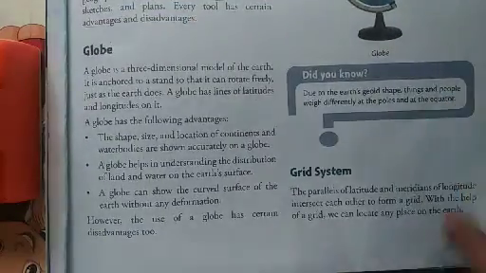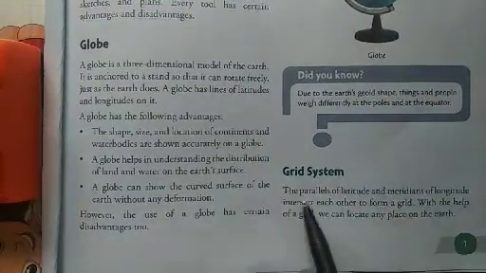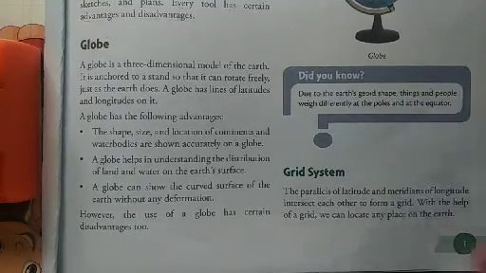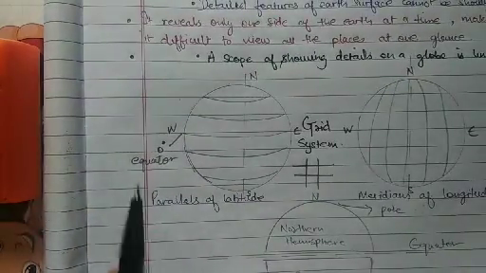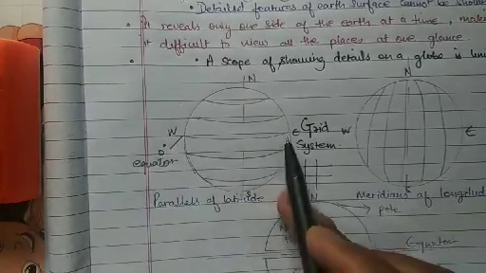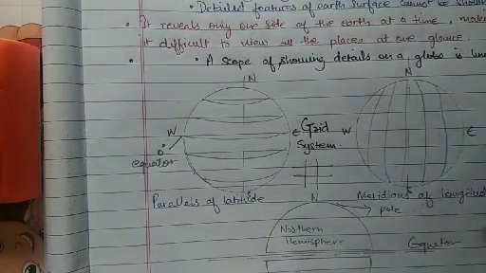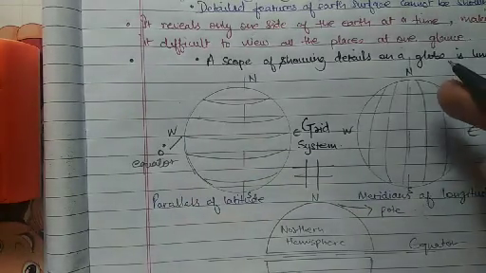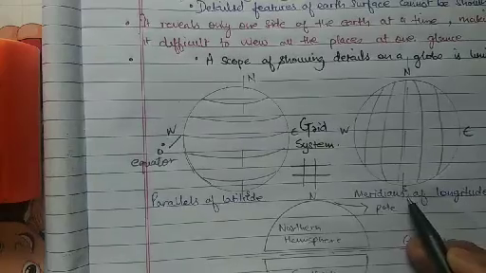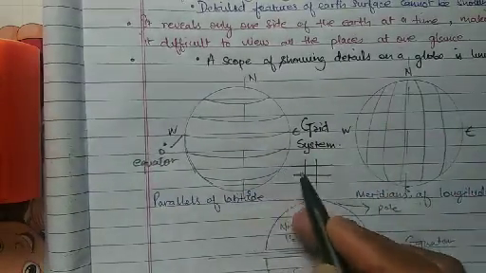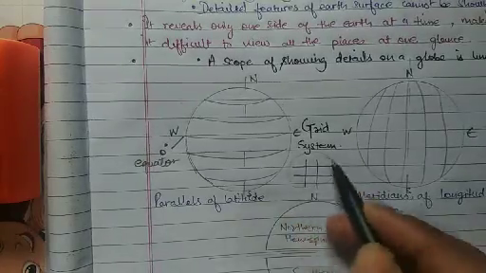Then comes the grid system. What is a grid system? The parallels of latitude and meridians of longitude intersect each other and form a grid. We know that there are lines on the globe that are longitude and latitude. Latitudes run from west to east, and longitudes run from north to south. When they intersect each other they form a grid pattern, and this is known as the grid system.